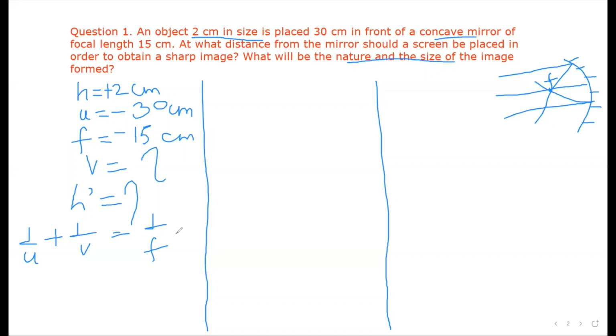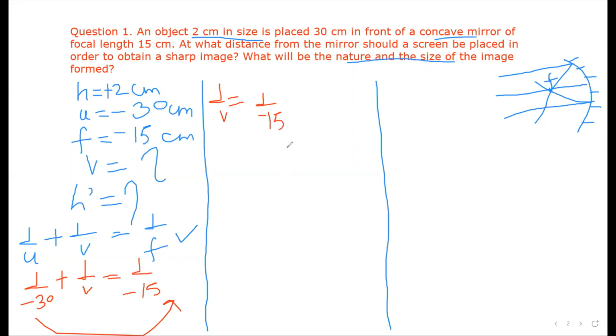So now put this in this formula. We have to put u, that is minus 30. v, we will not put anything; we will just keep it as it is because we have to find the value. And 1 by f is 1 by minus 15. Now you have to rearrange your numbers. So 1 by v equals to 1 by minus 15, and this minus 30, when you bring it to the other side, becomes plus 1 by 30.